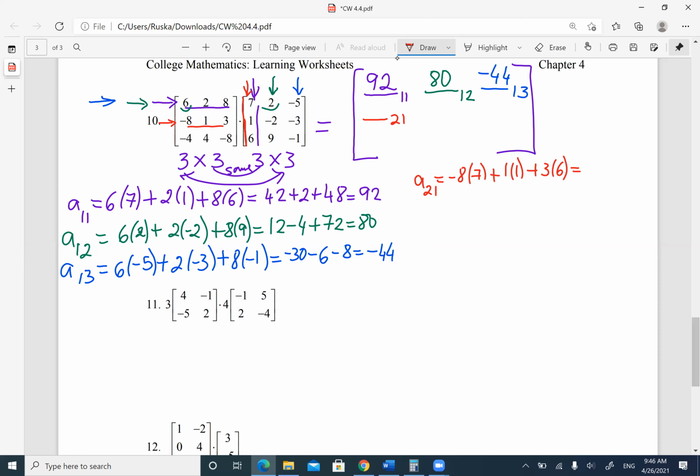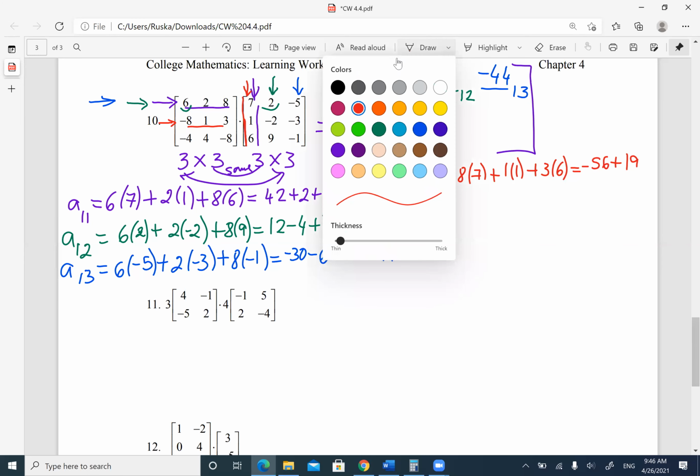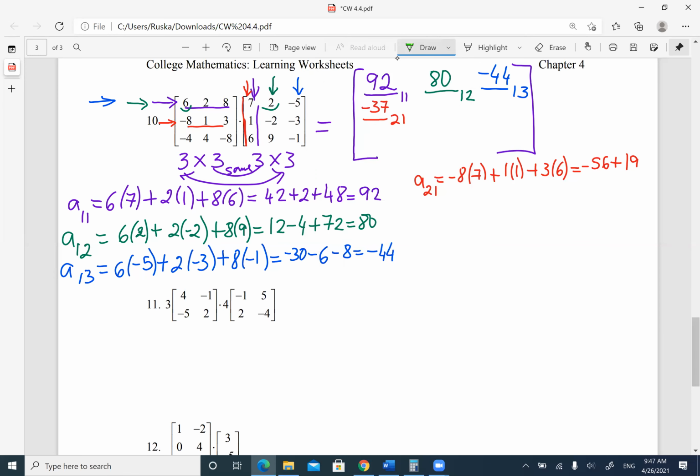7 times 8 is negative 56 plus 18 plus 1 is 19. So when I do that, as I have 19 minus 56, I get negative 37. Is that correct? Did you guys get that? Yes, ma'am. Yes, okay.